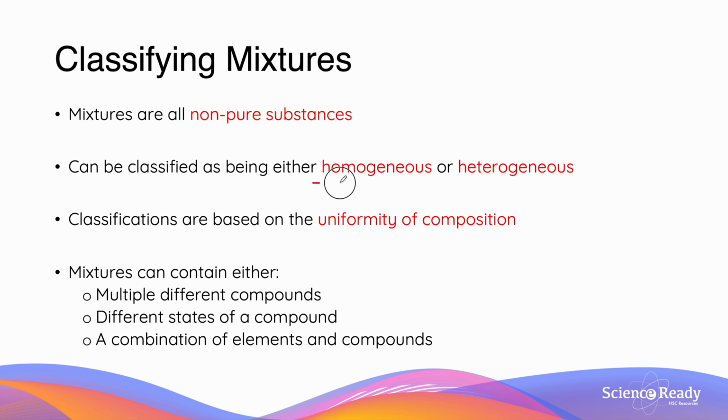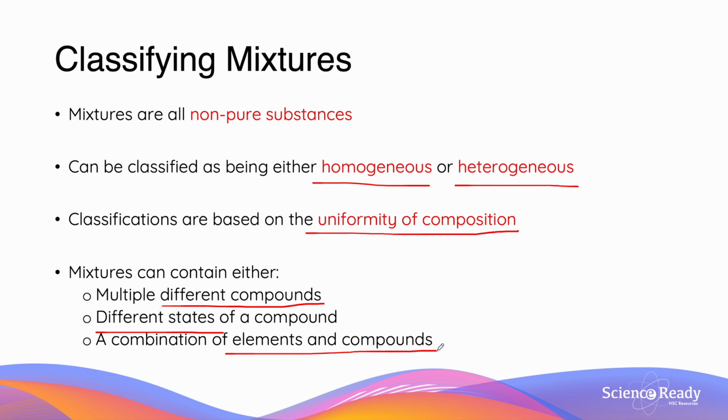Mixtures can either be homogeneous or heterogeneous. The way in which we classify the mixtures is based on the uniformity of its composition, and we will delve deeper into what this exactly means later. So what we know so far is that mixtures either contain multiple different compounds, different states of a compound, or a combination of elements and compounds.